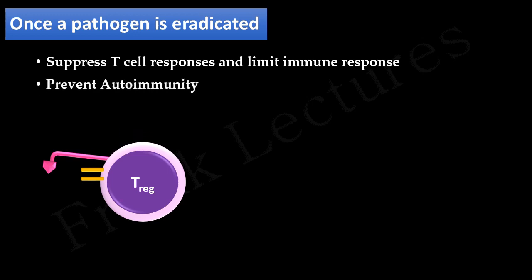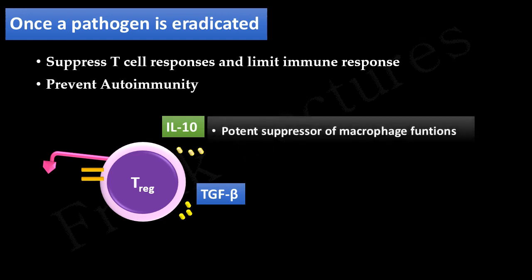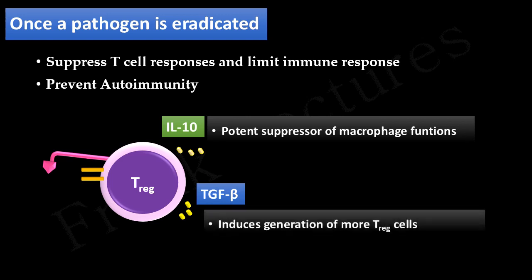Regulatory T cells communicate with other cells of the immune system and help them to stop their effector functions. Regulatory T cells produce transforming growth factor beta and interleukin 10, which help to inhibit inflammation and the immune response. Interleukin 10 is a potent suppressor of macrophage function. Transforming growth factor beta induces production of more regulatory T cells. So, regulatory T cells play an important role in regulation of immune responses.